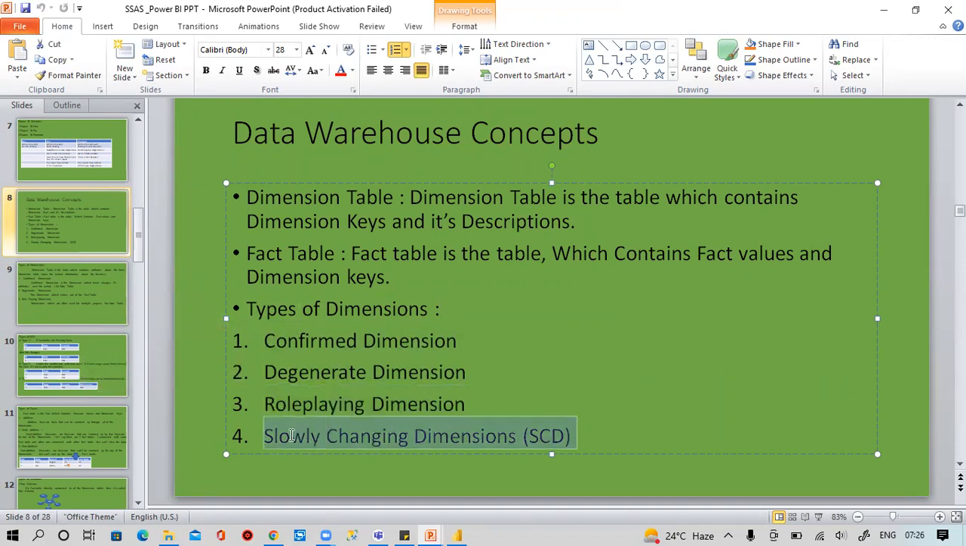This is the slowly changing dimensions. Normally, people call them SCDs. I hope that is clear.